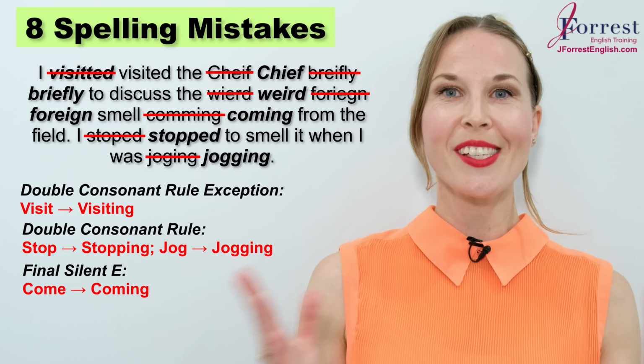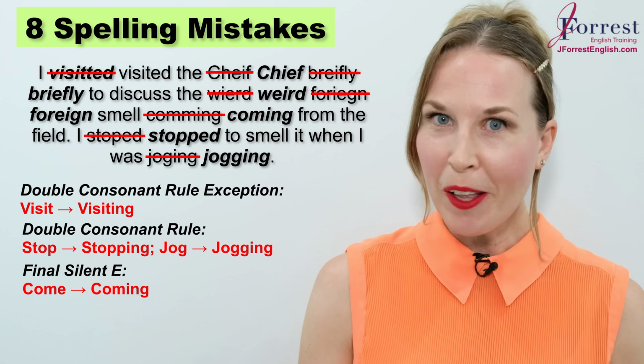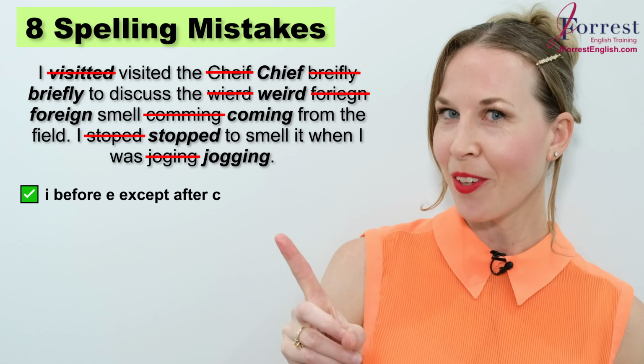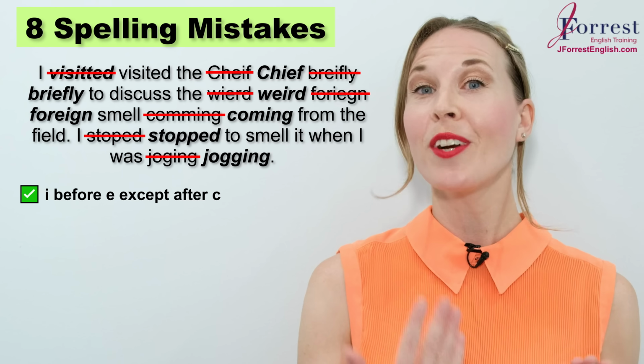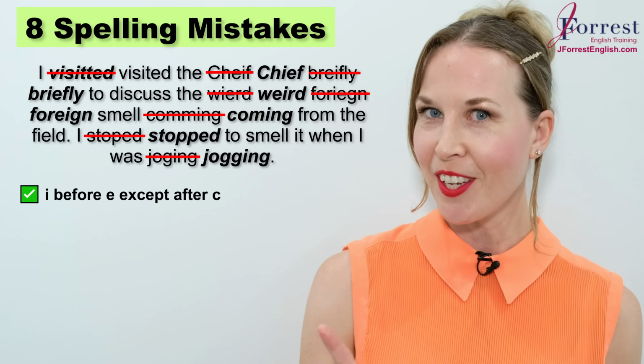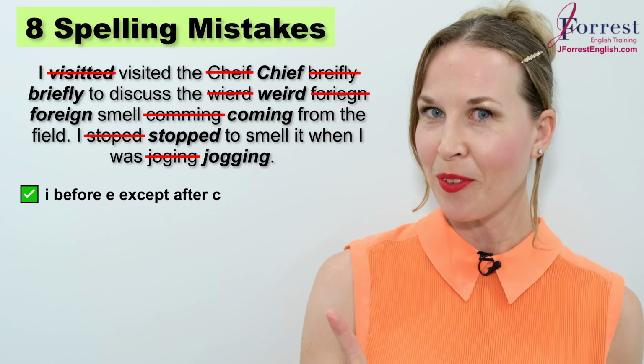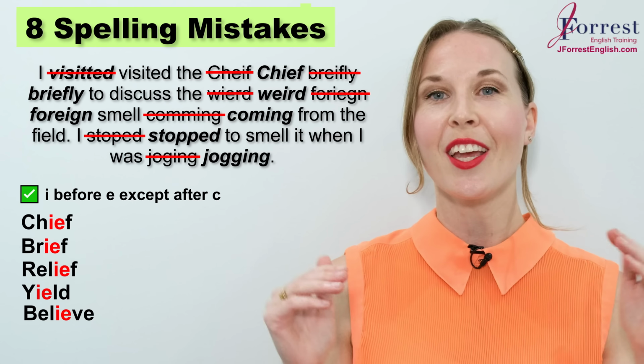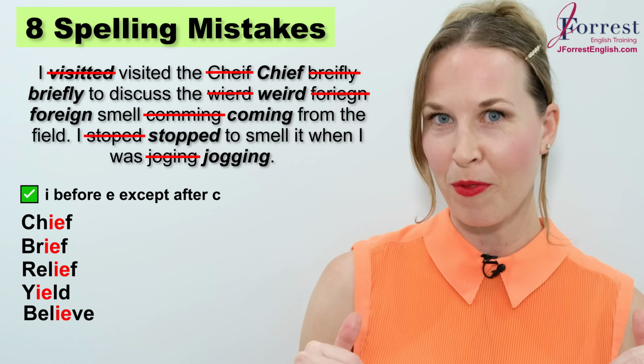All the other mistakes are because of the spelling rule I before E except after C. Repeat that out loud. I before E except after C. And this rule applies to chief, brief, relief, yield, and believe, among many more, which you'll see in the free PDF. But you might be wondering about weird and foreign.